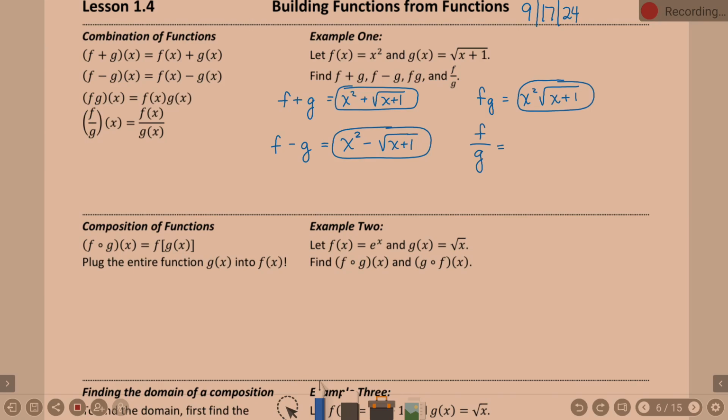What about f over g? x squared over the square root of x plus 1. You guys with me? Yeah. f is x squared divided by g, which is the square root of x plus 1. Now, in my notes, I'm going to let you get away with leaving it as is.